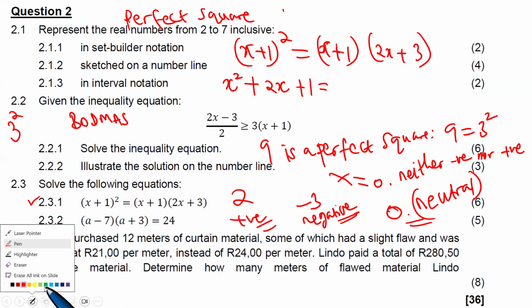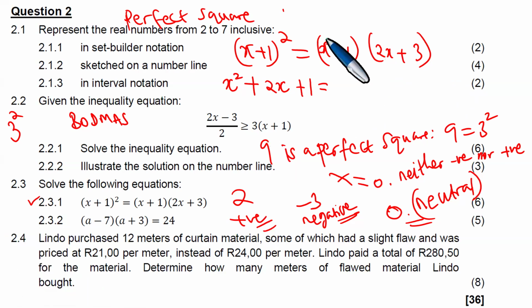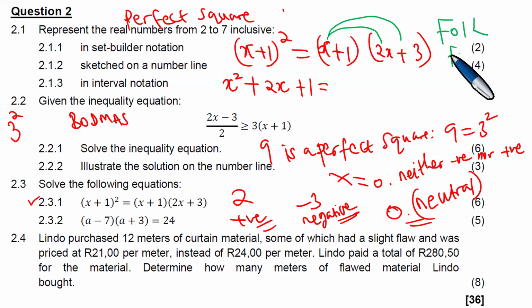We multiply this with that. So we use what you call the FOIL method. The F stands for the first. The O stands for the outers. The I represents the inners. And the L represents the last.